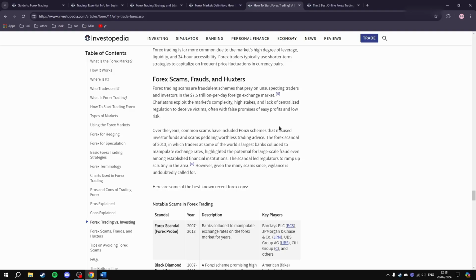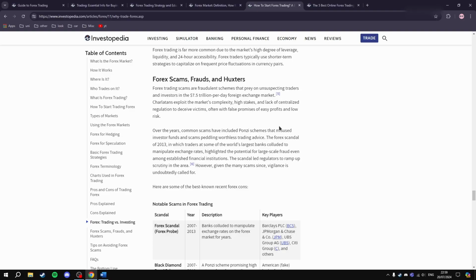Forex scams, frauds, and hucksters. Forex trading scams are fraudulent schemes that prey on unsuspecting traders and investors in the $7.5 trillion per day foreign exchange markets.